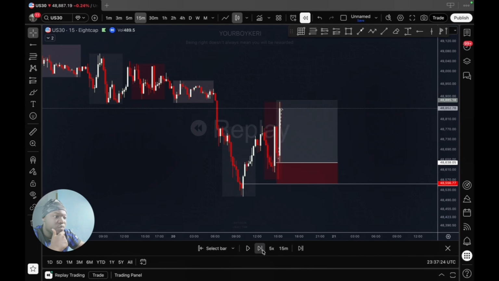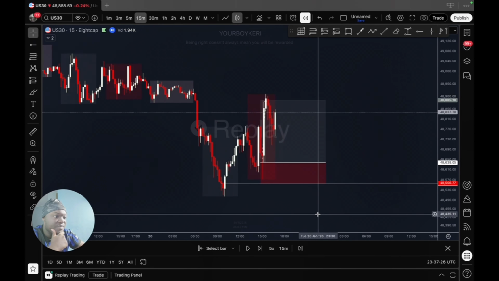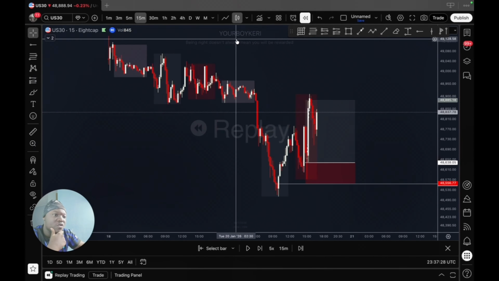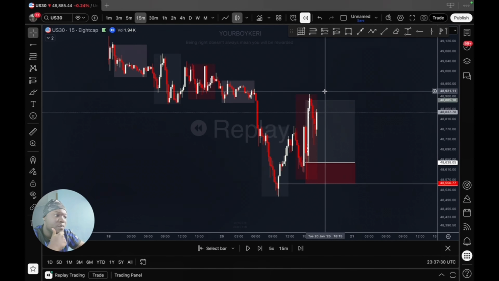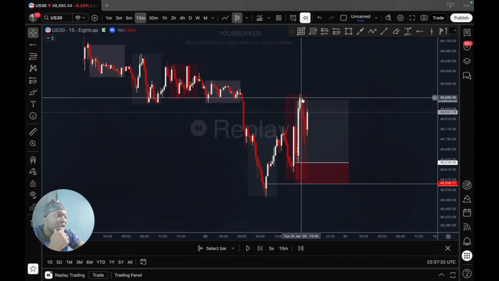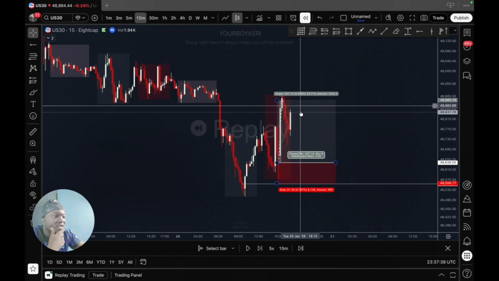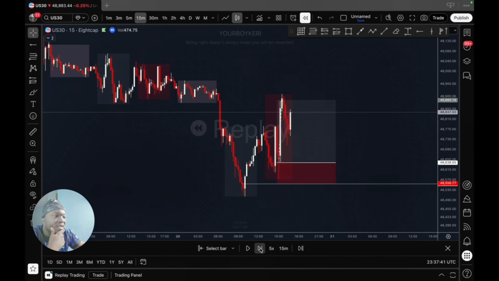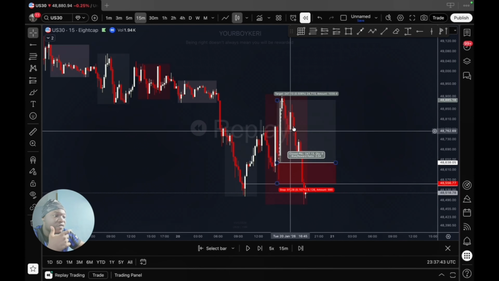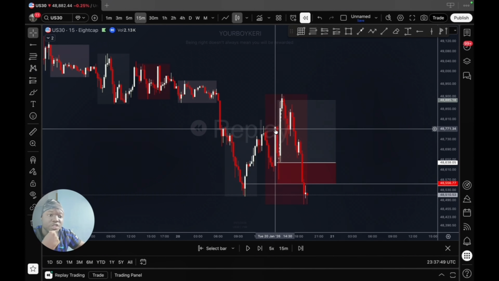You can see price did hit TP, but I was expecting price to come in and fill this gap. So on my other accounts, I took partials here for about 90% profit. But then price came down and hit my stop loss. I broke even and closed the other entries here. So that's it for this first trade. Let's go over to the second entry.